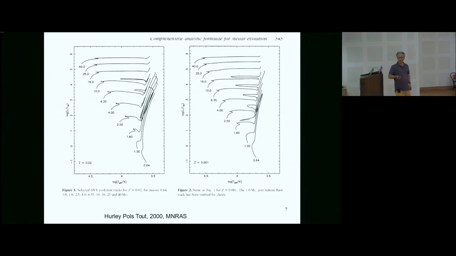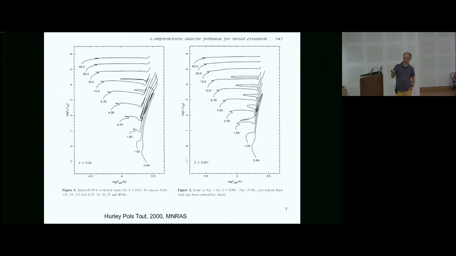Now, these diagrams depend on metallicity, and in stellar evolution, the metallicity is the content of all the elements other than hydrogen and helium. Everything else is a metal. So these are the evolutionary tracks for the solar metallicity, which is 2%.